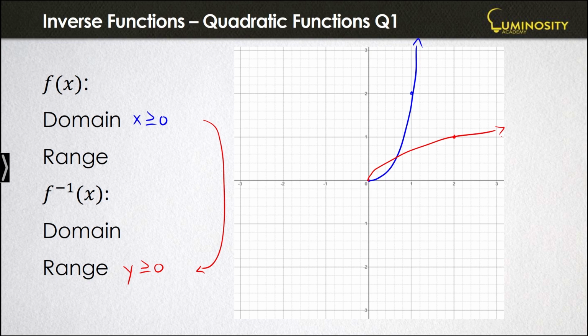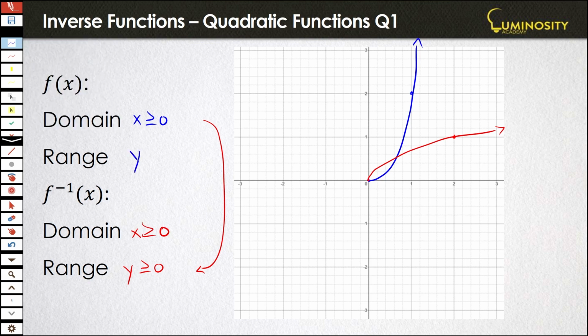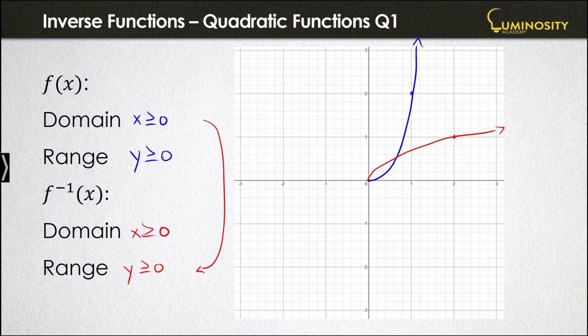So our domain for our inverse function is x is greater than or equal to 0, and our range for our original function is y is greater than or equal to 0. And you can see that these two are linked. So this is how you do an inverse function for your quadratics. If you get to a point where it looks like it can't be a function like we had before, then you need to restrict the domain. And if you restrict the domain of your original function, it'll restrict the range of your inverse function, and you should be fine from that point forward.